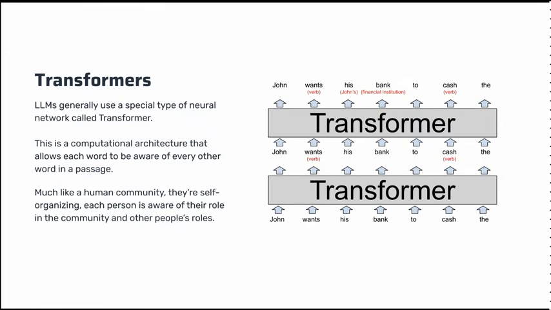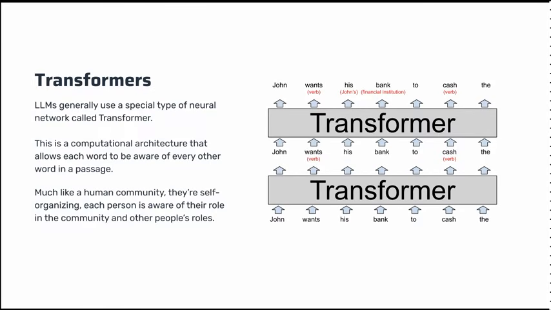So I mentioned that the LLMs use a special type of neural network called a transformer. This is an architecture that allows every word to be aware of each other word in a passage. Much like a human community, they're self-organizing, so each person is aware of their role in the community and other people's roles. In this architecture, each word understands itself and wants to understand what other words do.